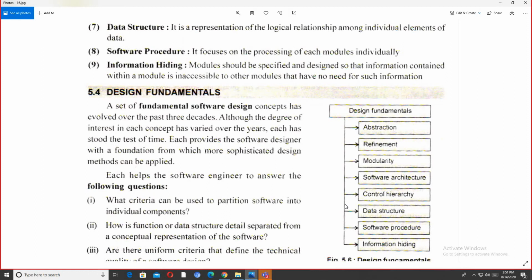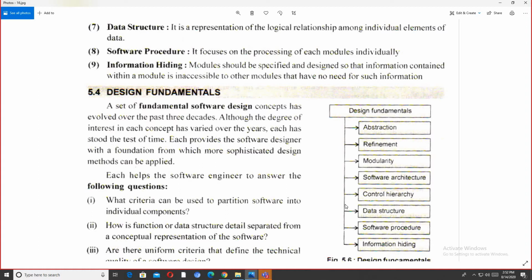Further, there is the software procedure. It focuses on the processing of each module individually. The task of the procedure is to focus on the processing of each module individually. Even when each module is able to function individually, it has to be programmed in such a way that modules can interact with each other, but they have to process their own information in seclusion. Then it means that the software procedure is being worked out.